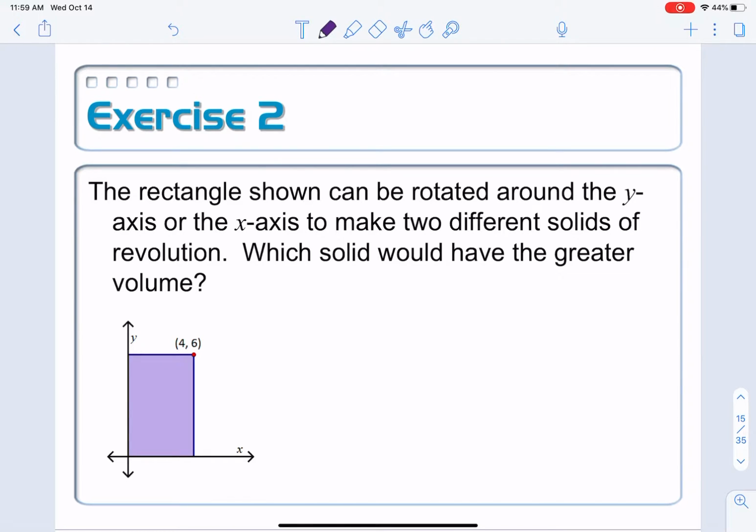Next couple of questions, we have some solids of revolution. Let's look at exercise 2. The rectangle shown can be rotated around the y-axis or the x-axis to make two different solids of revolution. Which solid would have the greater volume?